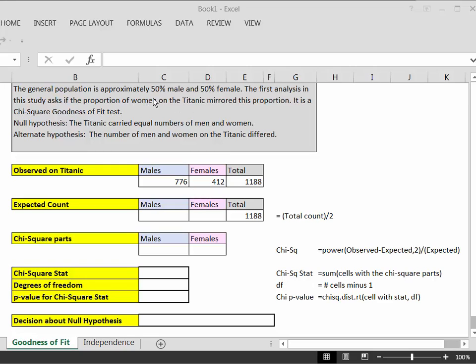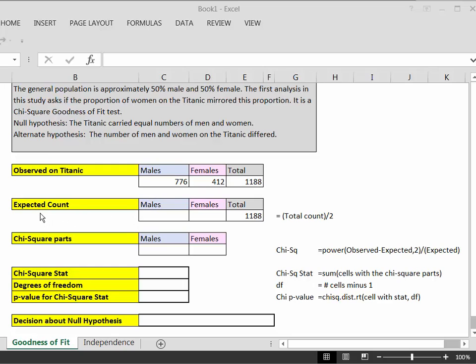I'm going to compare it to the general population, where approximately half of the people were male and half of the people were female at the time. Now, it's not surprising that in the early part of the 20th century there were many more men on this ship than women. Women didn't travel very much at that time period, so we're not going to get a result that surprises us, but it does give us a way of learning to carry out the calculations. So I know what my sample shows.